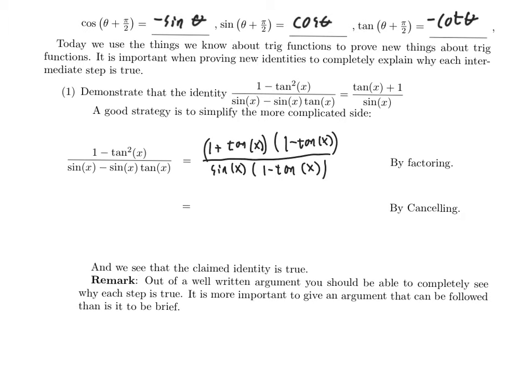And then what did we do in the scratch work? Well, we canceled. We canceled 1 minus tangent of x with 1 minus tangent of x, leaving me with 1 plus tangent of x over sine of x. Oh, and check it out. That's exactly what I wanted. So I started with the left-hand side, I did some stuff, and I got down to the right-hand side, so that the left-hand side is equal to the right-hand side. The claimed identity is true.